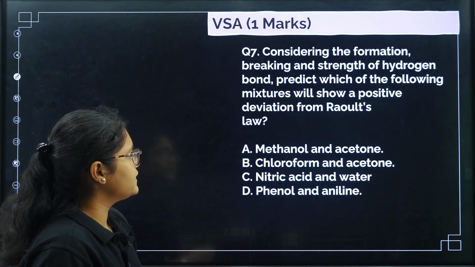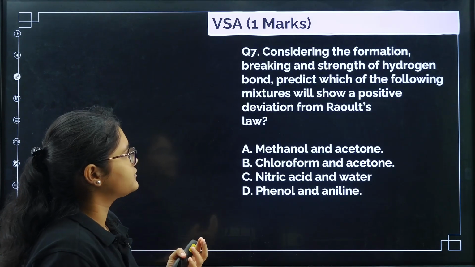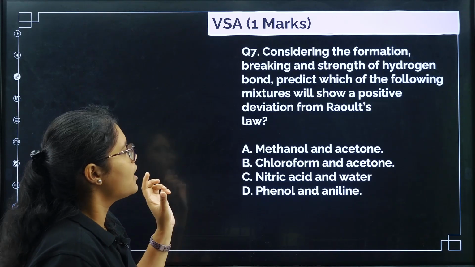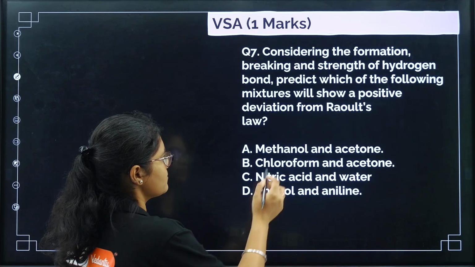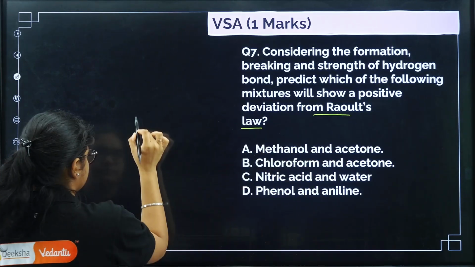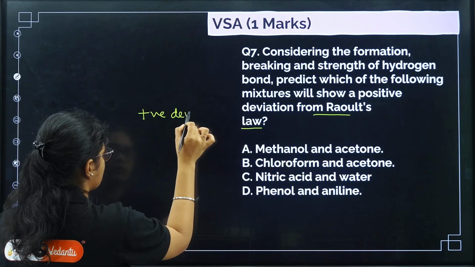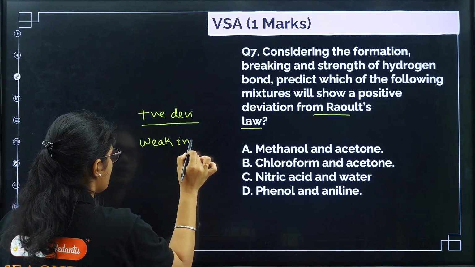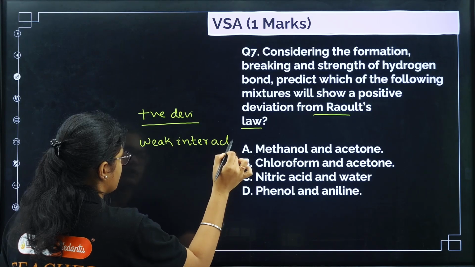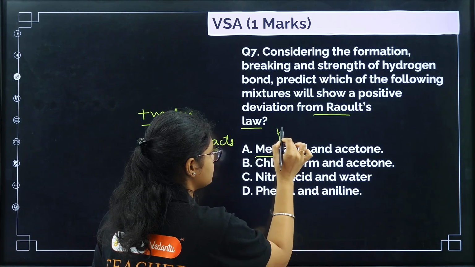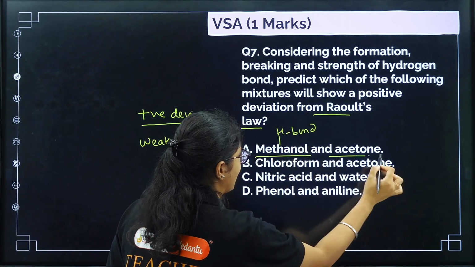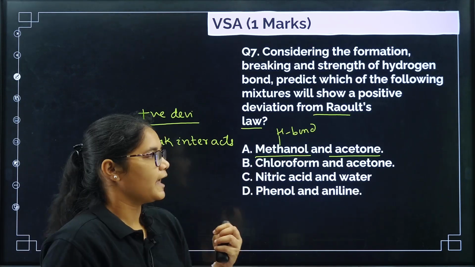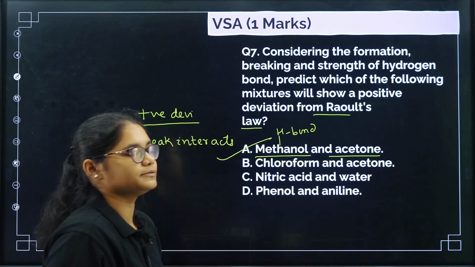Next question, considering the formation, breaking and strength of hydrogen bond, predict which of the following mixtures will show a positive deviation from Raoult's law. If you talk about positive deviation, what does it mean? What is the interaction? Weak interactions, right. Now if you see here, methanol has strong hydrogen bonding, but when you put acetone in that, the hydrogen bonding of methanol is disrupted. And that is why they show positive deviation, option number A.